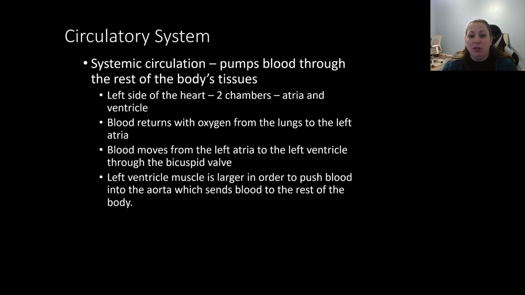Blood comes from the lungs, and now it has oxygen. We call this oxygenated blood. The blood then moves from the left atria to the left ventricle through something called the bicuspid valve. The left ventricle then is going to be a lot larger or thicker in its muscle because it has to push the blood to the whole rest of the body. And it does this by pushing the blood into a vessel called your aorta. Your aorta is the main vessel that comes off your heart to where the blood then gets transmitted to the other parts of your body.